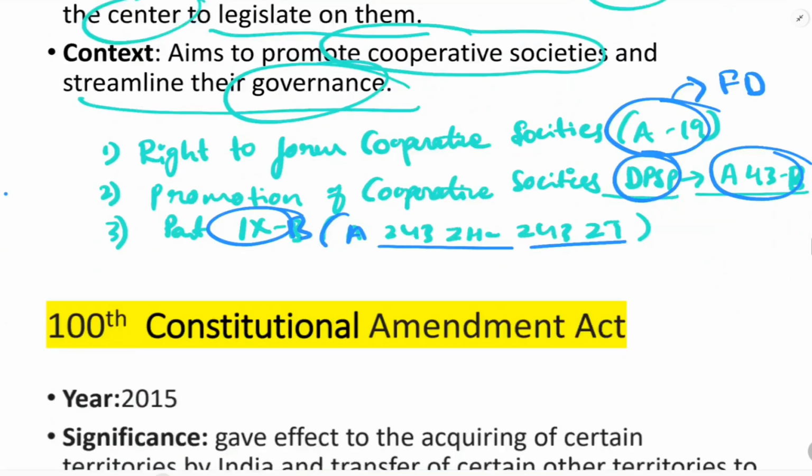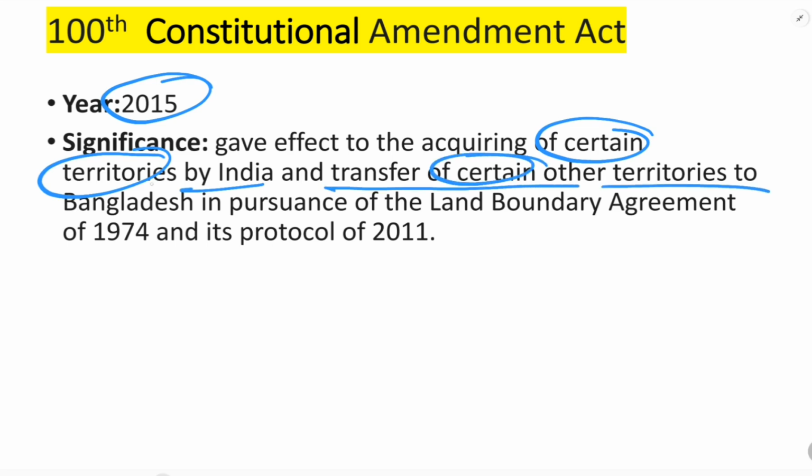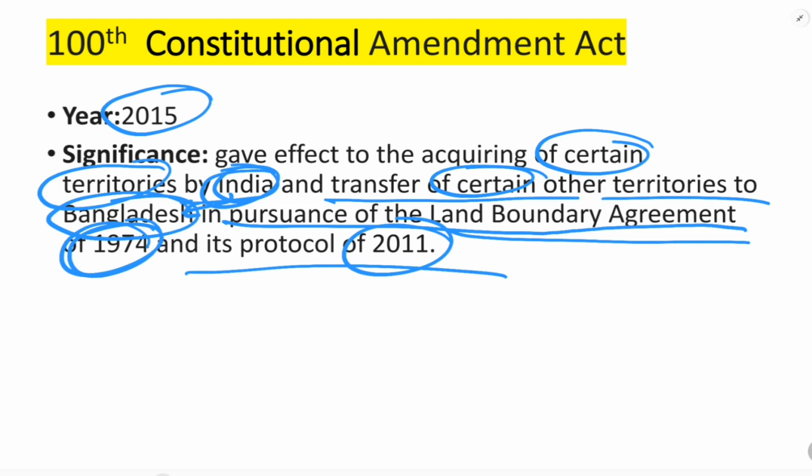Okay, next we'll see the 100th Constitutional Amendment Act. It was passed in 2015. Through this amendment, India acquired certain territories and transferred certain territories to Bangladesh in pursuance of the Land Boundary Agreement of 1974 and its protocol of 2011. Some of the Bangladesh territories have been given to India, and some of the Indian territories have been given to Bangladesh. You should remember the 100th Constitutional Amendment Act is related to the Land Boundary Agreement between India and Bangladesh.